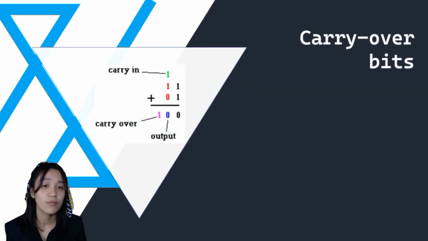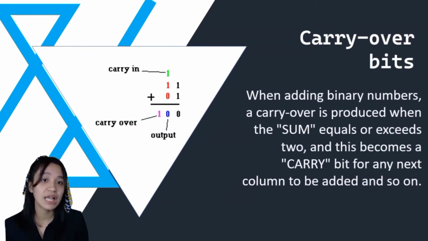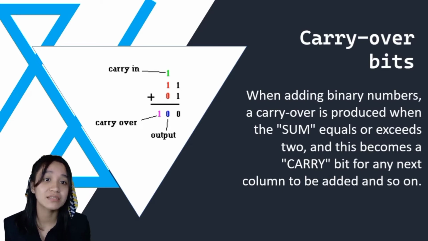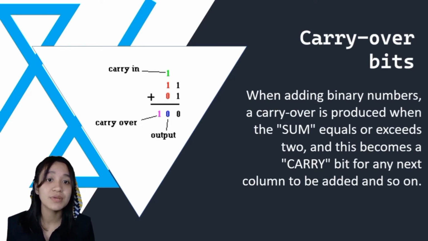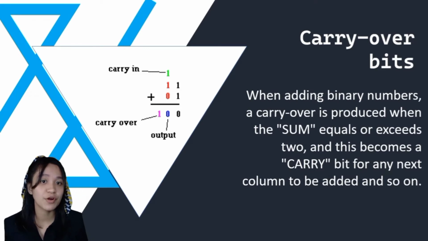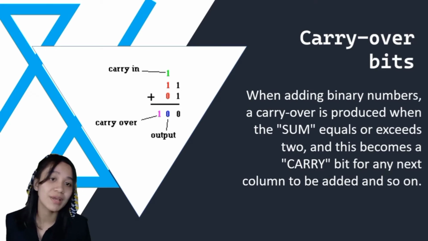Carryover bits. When adding binary numbers, a carryover is produced when the sum equals or exceeds 2, and this becomes a carry bit for the next column to be added, and so on. I will give you some examples for you to easily understand what binary addition and carryover bits are. Now let's start with our first example.